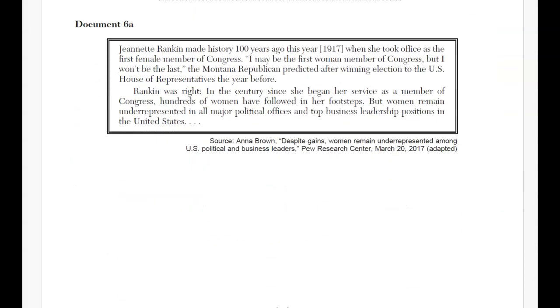Okay, document 6A. Again, Anne Brown. Despite gains, women remain underrepresented among U.S. political and business leaders. Pew Research Center, 2017. Very recent document. You might not know the Pew Research Center is an organization that does a lot of polling and statistical research on society.